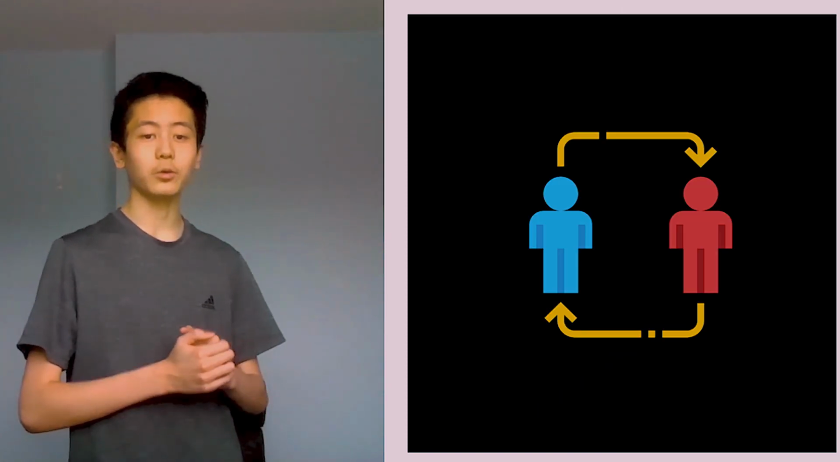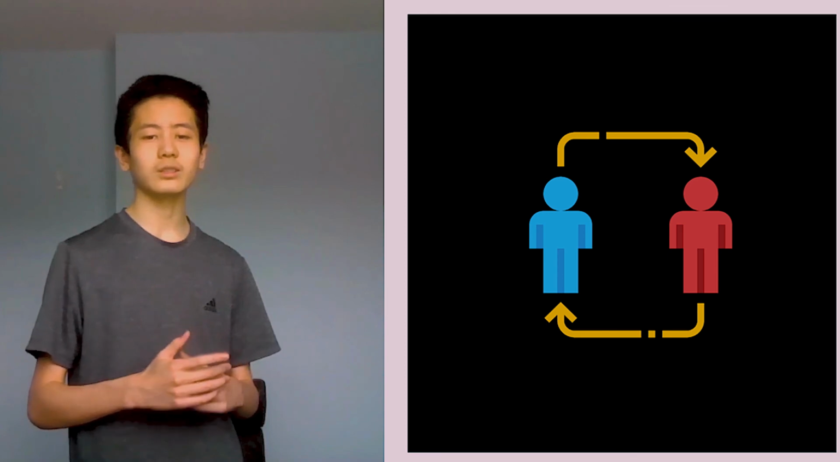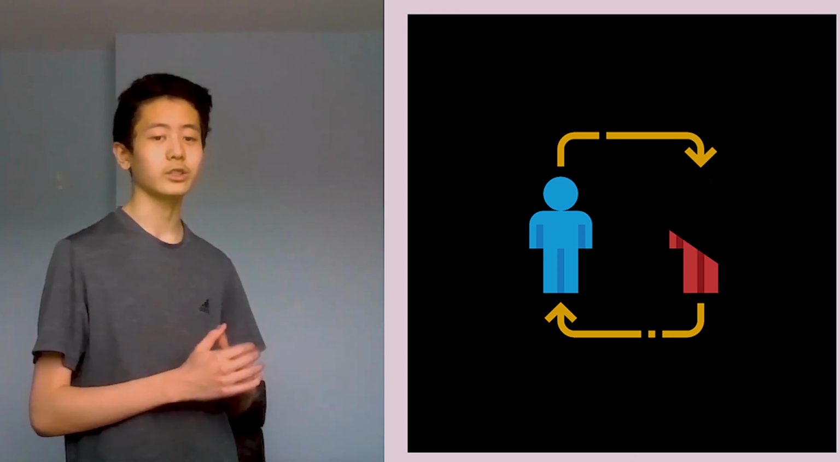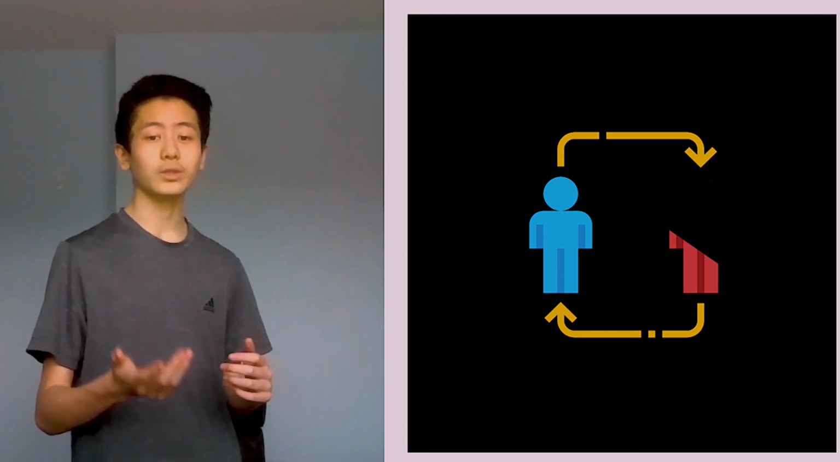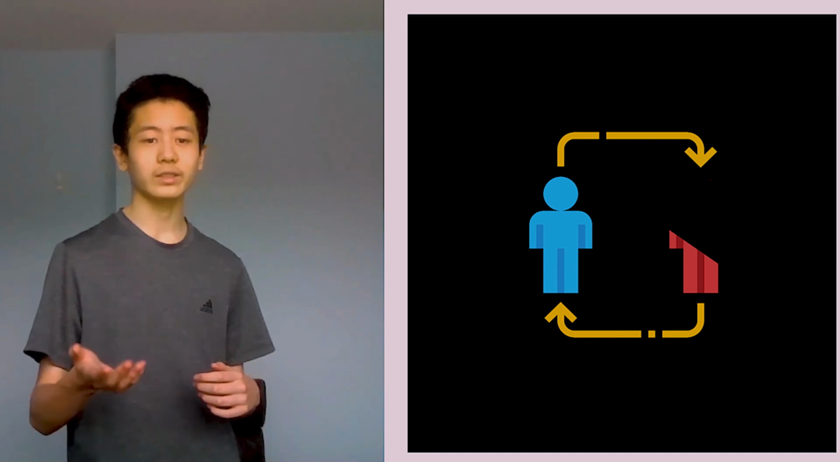When the infection rate drops below 1, as in per infected person, they are infecting less than one other susceptible, then the virus will slowly die out and eventually the curve will flatten.